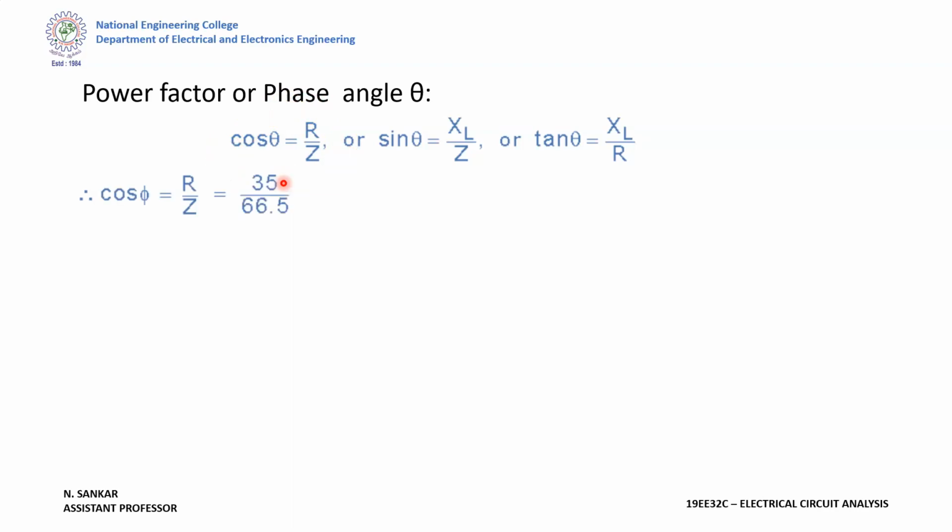We know the value of R is 35 and Z is 66.5, which gives 0.5263. So the value of the power factor is 0.5263, and the phase angle theta is nothing but cos inverse of 0.5263, which is 58.2 degree. It is lagging because in the circuit we have an inductor. Even though we have a resistor, because of the presence of the inductor, the power factor becomes lagging.